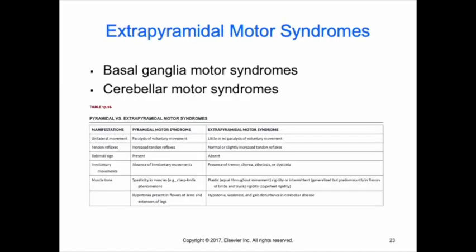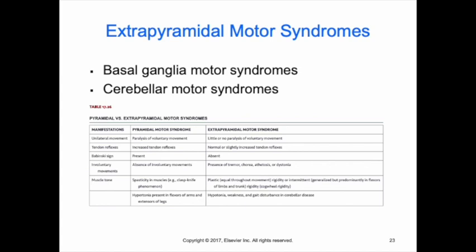And lastly, but also very important, is this term extrapyramidal motor syndromes. Because the extrapyramidal system encompasses all the motor pathways except the pyramidal system, there are two types of motor dysfunctions within the extrapyramidal motor syndromes. We have the basal ganglia motor syndromes and the cerebellar motor syndromes. But unlike the pyramidal motor syndromes, both the extrapyramidal syndromes result in movement or posture disturbances without significant paralysis.